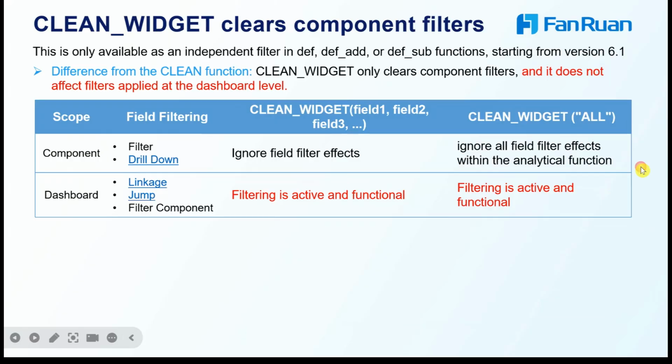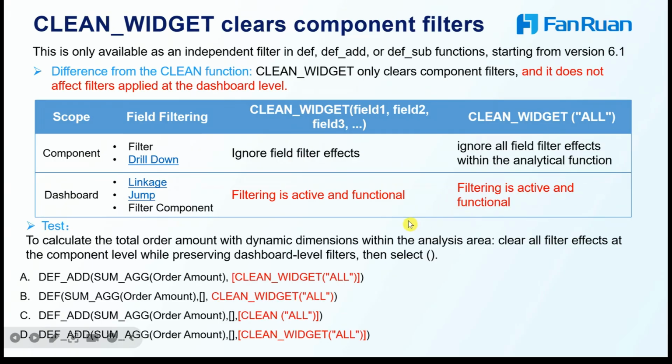Next, let's introduce clean widget. Clean widget is used to clear filtering effects generated within a component and can only be used in def add and def sub functions in version 6.1 or higher. As an independent filter condition, the key difference from the clean function is that clean widget only clears filtering effects produced by the component itself and is ineffective against dashboard level filters. Similarly, it supports both clean widget with specific fields and clean widget all.